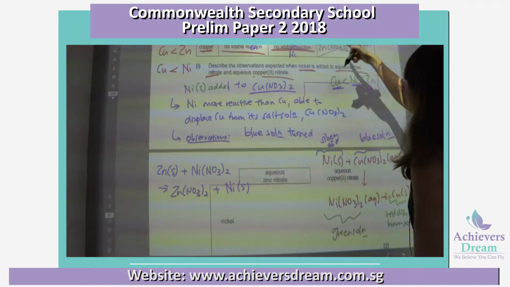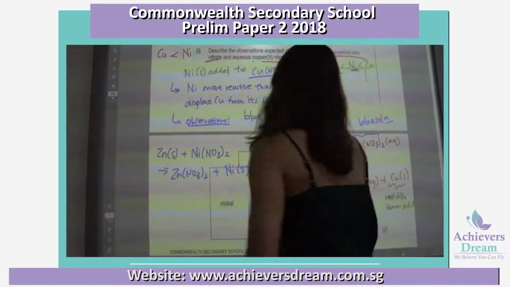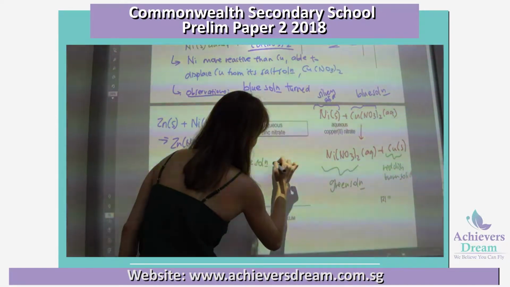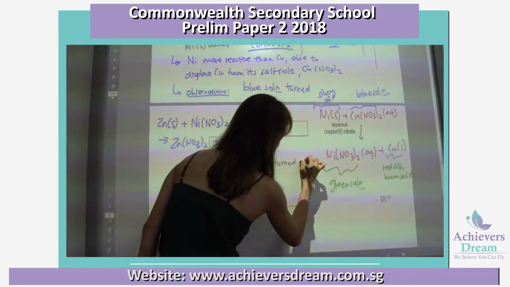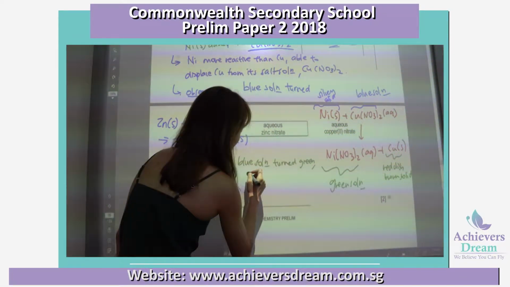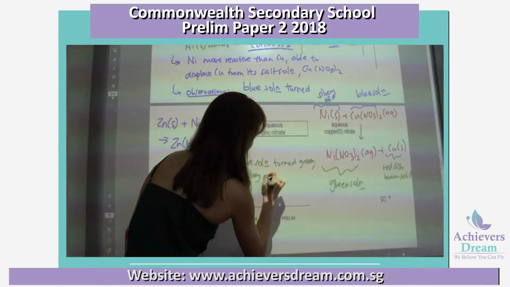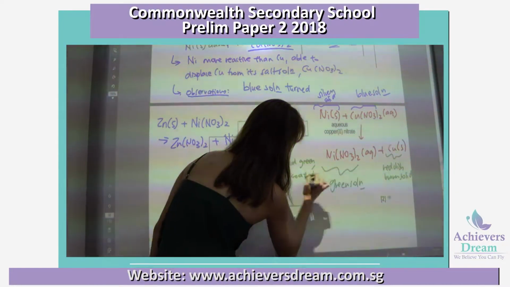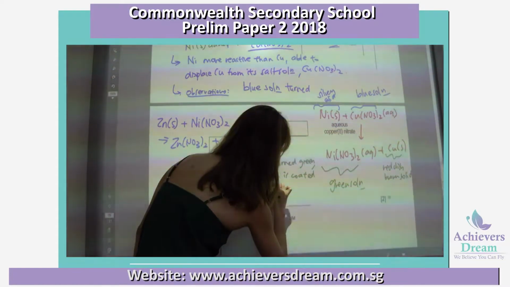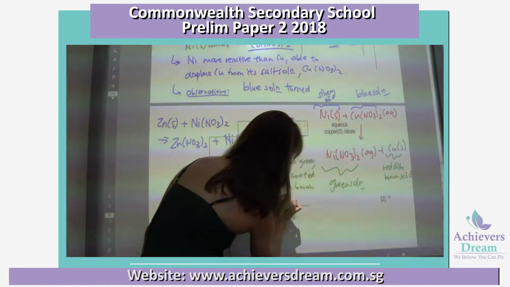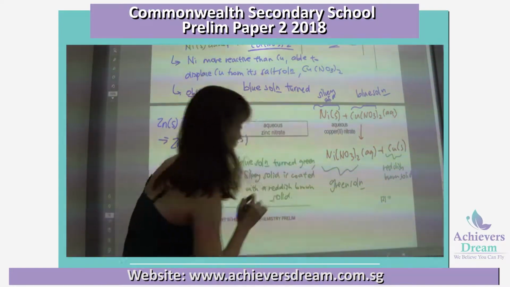So if I adopt the phrasing in the table, I will say that the blue solution turns green, correct? And a silvery solid would be coated with a reddish brown solid, which is your copper.